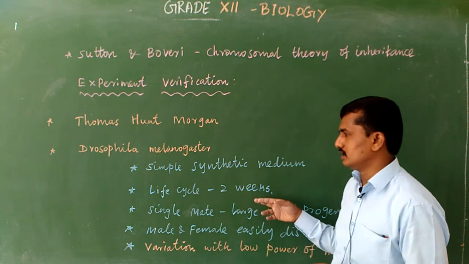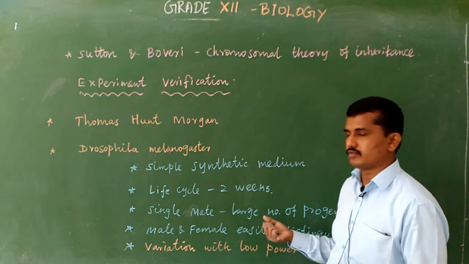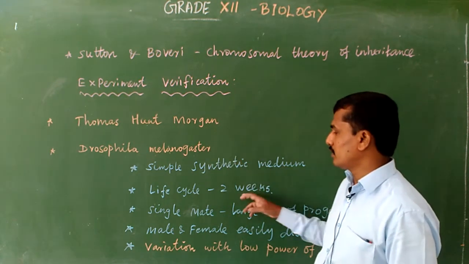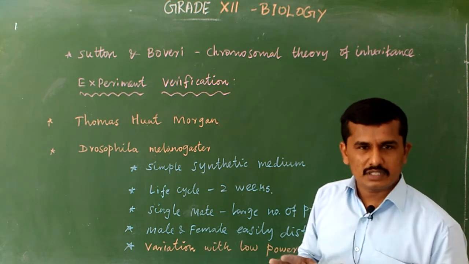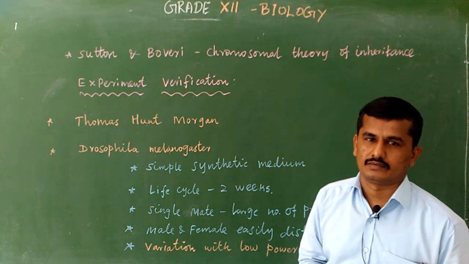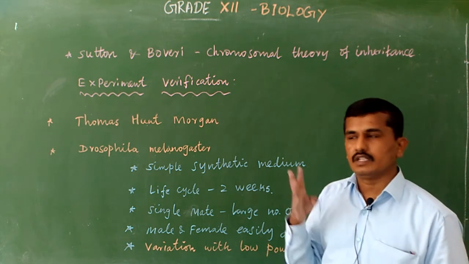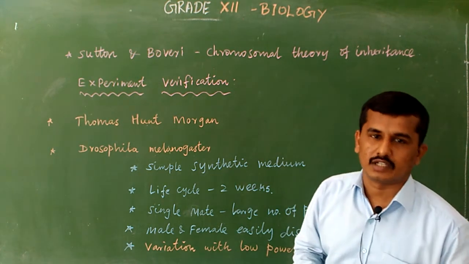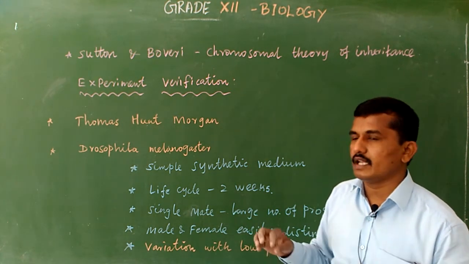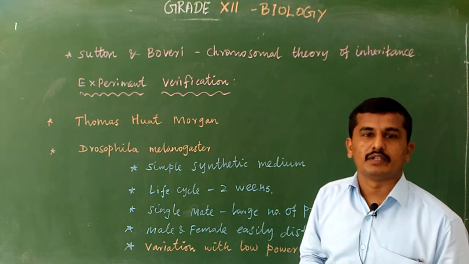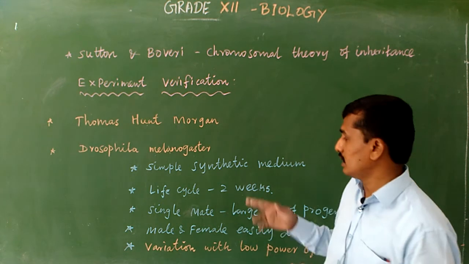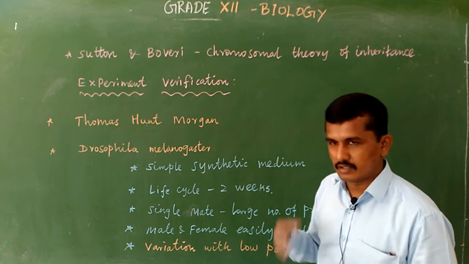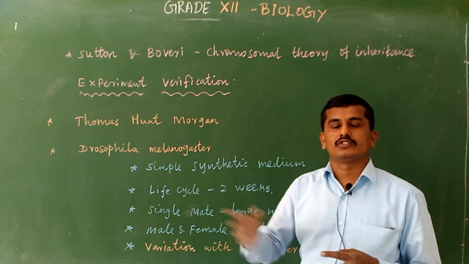Another characteristic for selecting the fruit fly for this experiment is that the life cycle of Drosophila melanogaster is only 2 weeks. Within 2 weeks, it produces the next generation. So in 1 month, we can research a multi-generation organism. Within 1 month, 2 generations are produced, not 4 generations, because the lifespan is 2 weeks, and 4 weeks gives 2 generations.